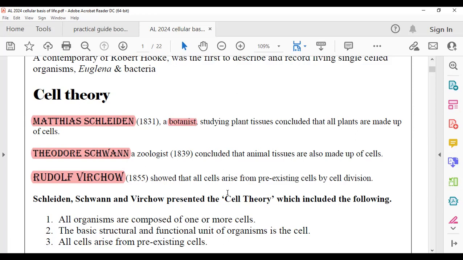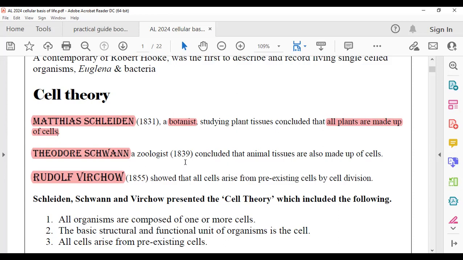So his personal conclusion is this. What is the personal conclusion of Matthias Schleiden? All plants are made up of cells. So in the exam paper, if they ask you what is the opinion of Matthias Schleiden, what is your answer? All plants are made up of cells.